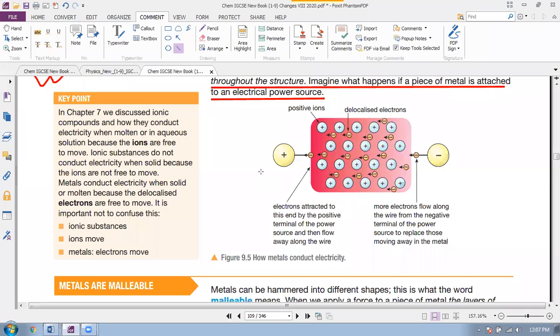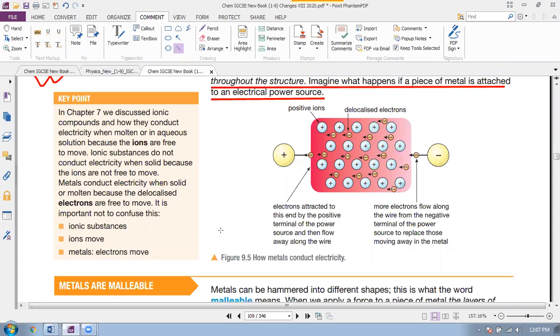And ionic compounds conduct electricity by using their ions. When ions are free to move, they conduct electricity. Ionic compounds have free ions when they are molten or form an aqueous solution. What does aqueous solution mean? Ionic compounds dissolve in water and form an aqueous solution.